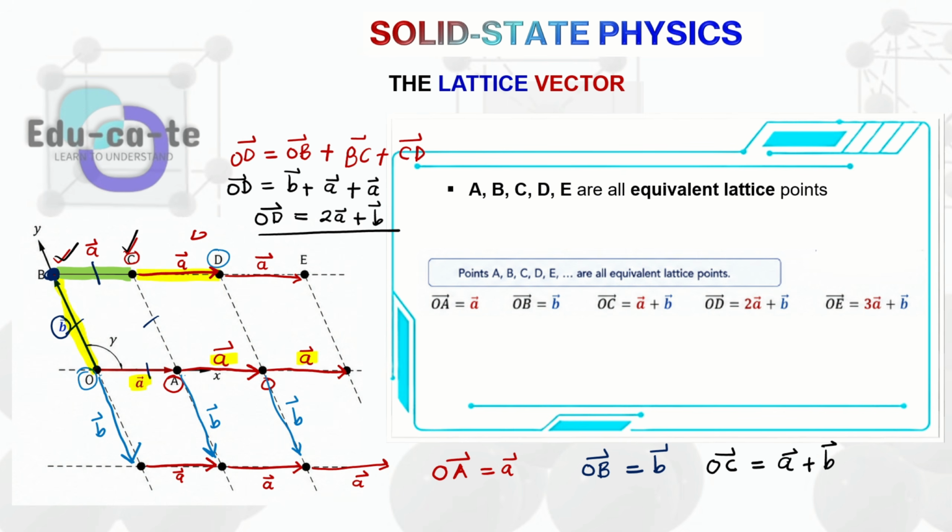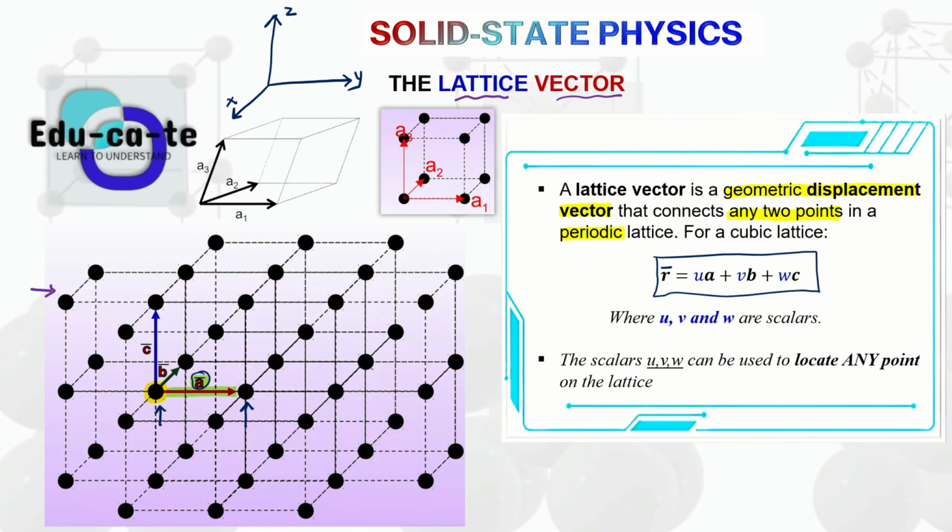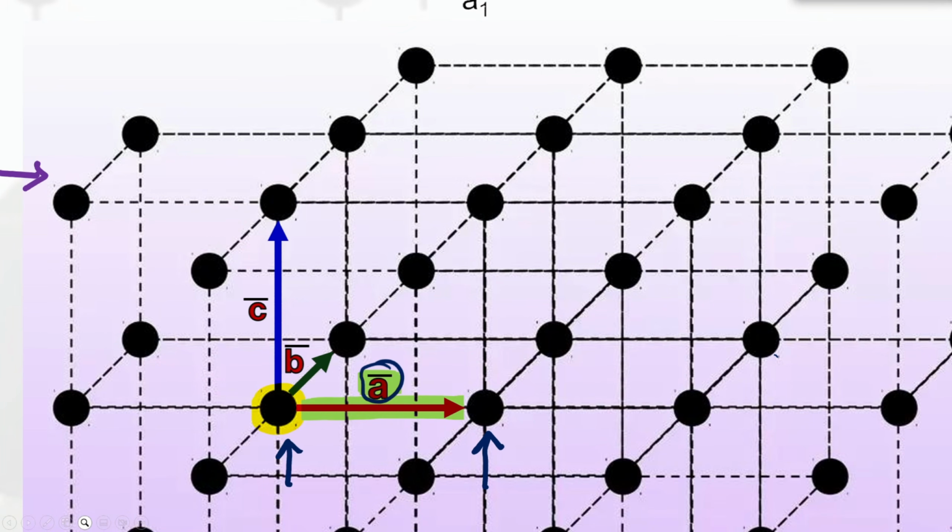You keep on doing the same thing, guys, to reach any point inside the lattice. So inside the lattice, in this case, you just need to know these 2 vectors because it's a 2-dimensional structure. But in the first diagram that I presented in the first slide, we had 3 vectors: vector A, vector B, vector C. So I can move to any point in this lattice just by using these vectors.